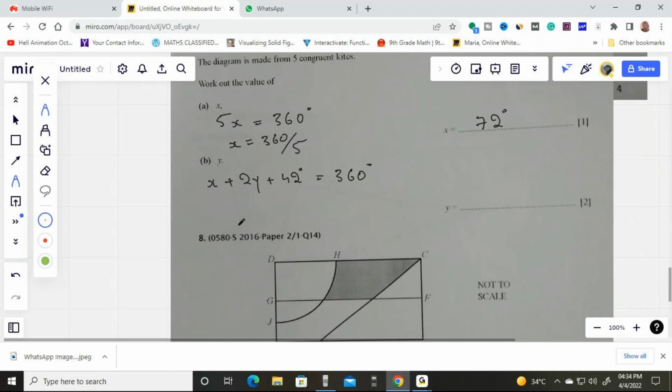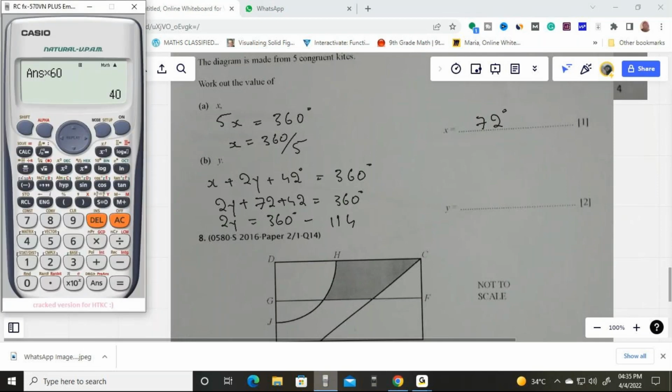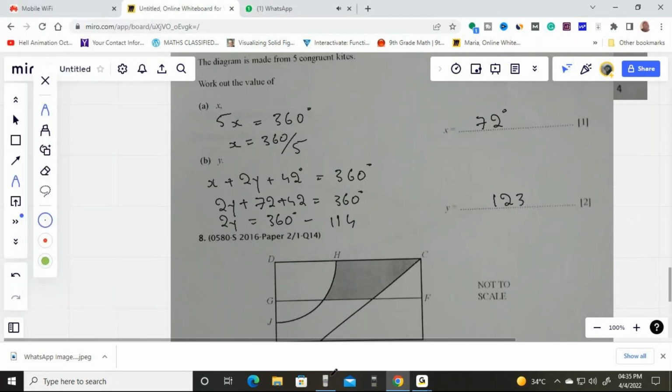Okay, so I just say that 2y is, I'm summing up 72 with 42, and then I will shift it to the other side. So 2y equals 360 minus 114. You just subtract these two values and divide by 2, you will get your y. Okay, we just come here. 123 degrees. So this is a nice obtuse angle.